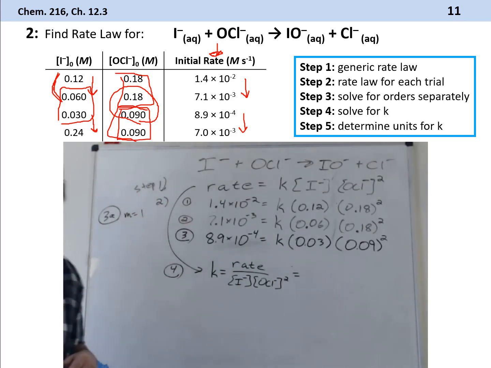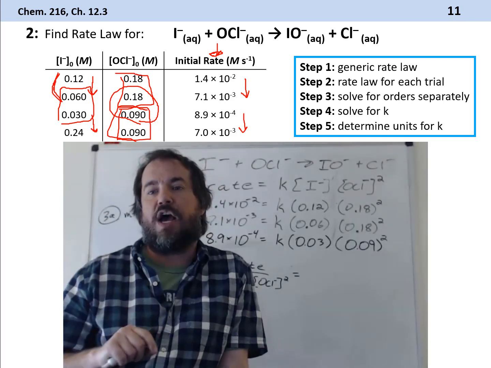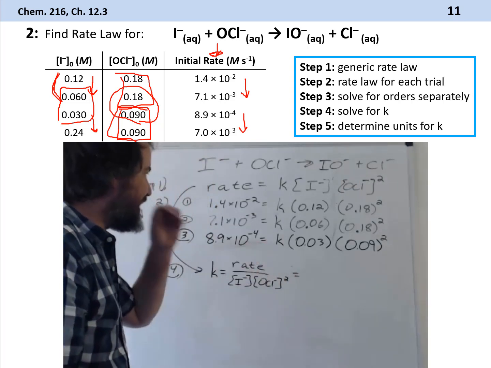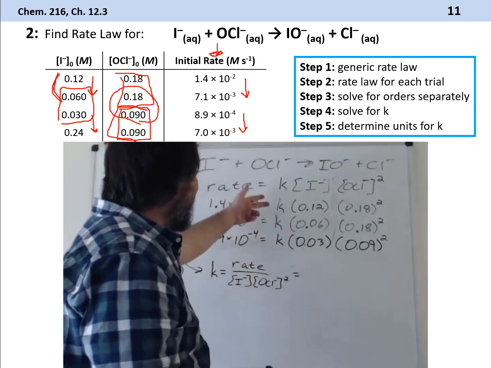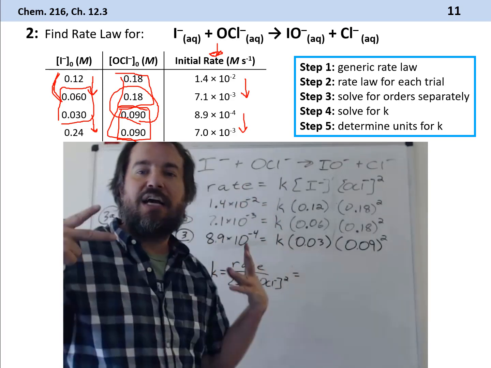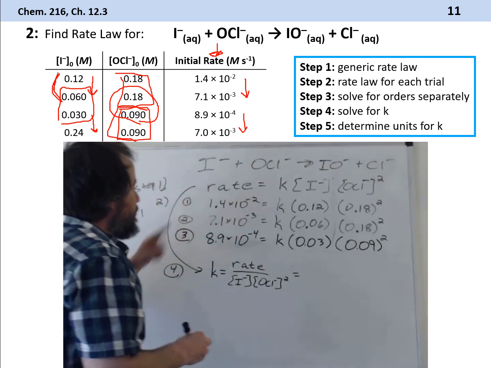Which one am I going to use? The truth is I can use any of them, and they should give me the same value. I'll actually show you this afterwards. They'll give you some slightly different values, but they'll all give you almost the exact same value for k. Why? Because k is a rate constant, so it should be constant. All right, so I'm going to use number 1.